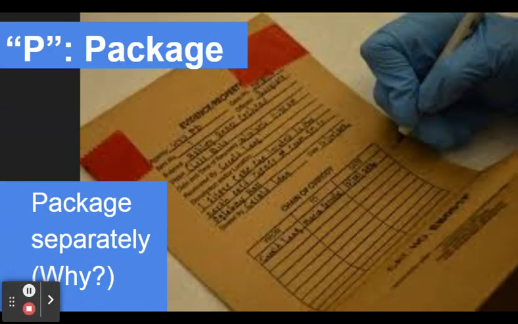All right, P. This is our last P, package. We have to package everything separately, all that evidence. When we do our first crime scene, we're not going to package and collect evidence, but we will a couple of crime scenes down, all right? So why would we want to package things separately? Yeah, to not cause cross-contamination.